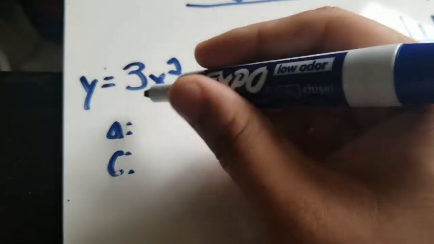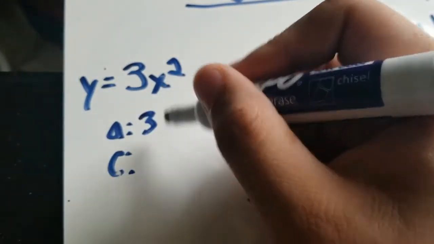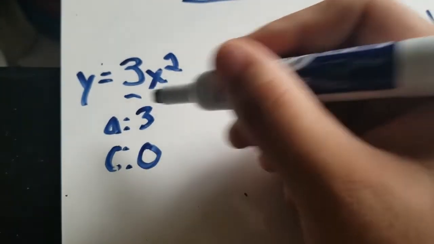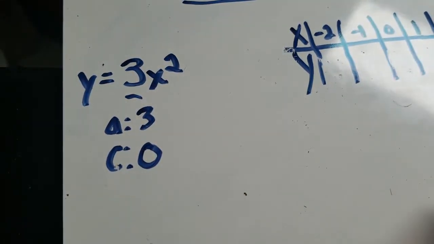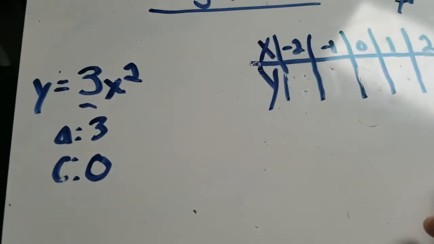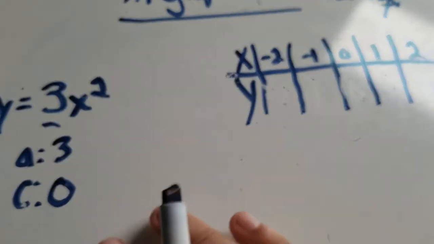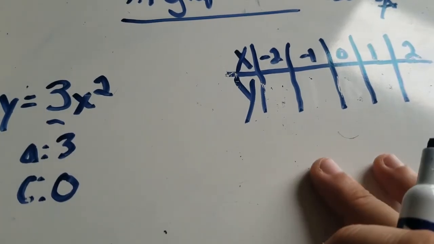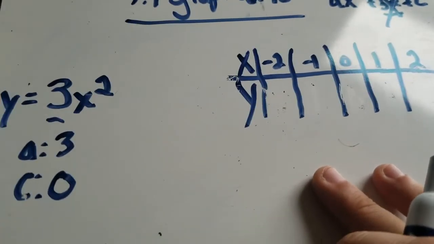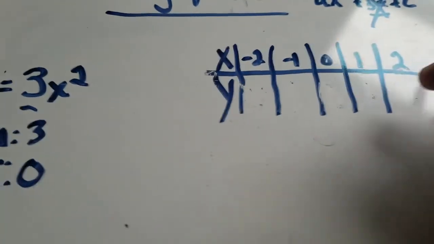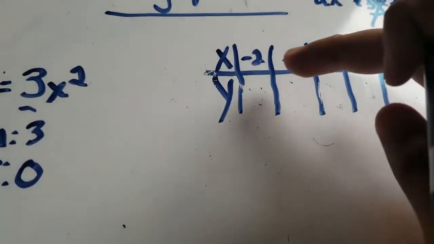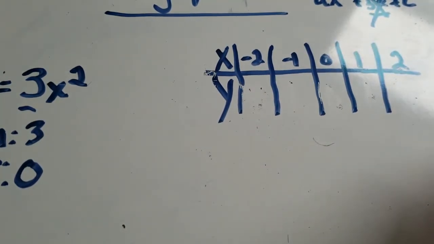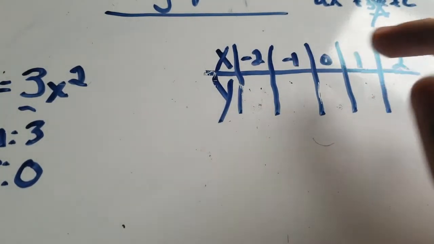So A is going to be 3 here, because it's the number in front of x squared, and C is 0. It doesn't change anything. So now let's do it. Step one is to identify your A and C. Step two is to make your table with your domain of -2 to 2. Like I said, your domain will always be -2 to 2 in this question. When I ask you to graph, it's always going to be -2 to 2.